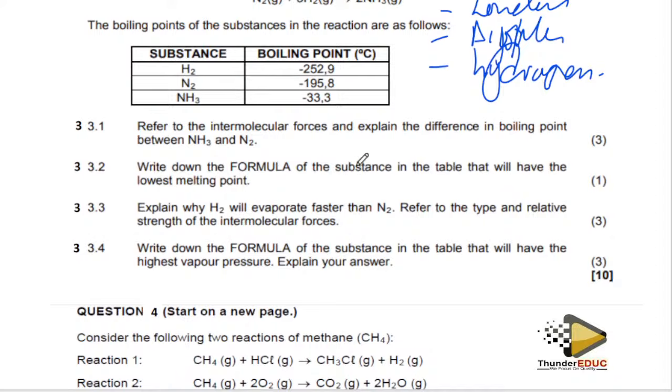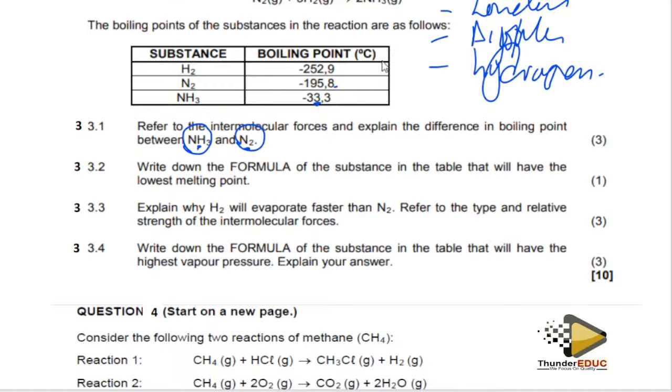All right, they're saying that, referring to the intermolecular forces, explain the difference between the boiling point of nitrogen and the boiling point of ammonia. This is called ammonia, I've taught you how to read this. Ammonia and nitrogen. The intermolecular forces of attraction between this and this. If you come here, you see that ammonia forms this, while this one forms this. Which one has a higher boiling point?